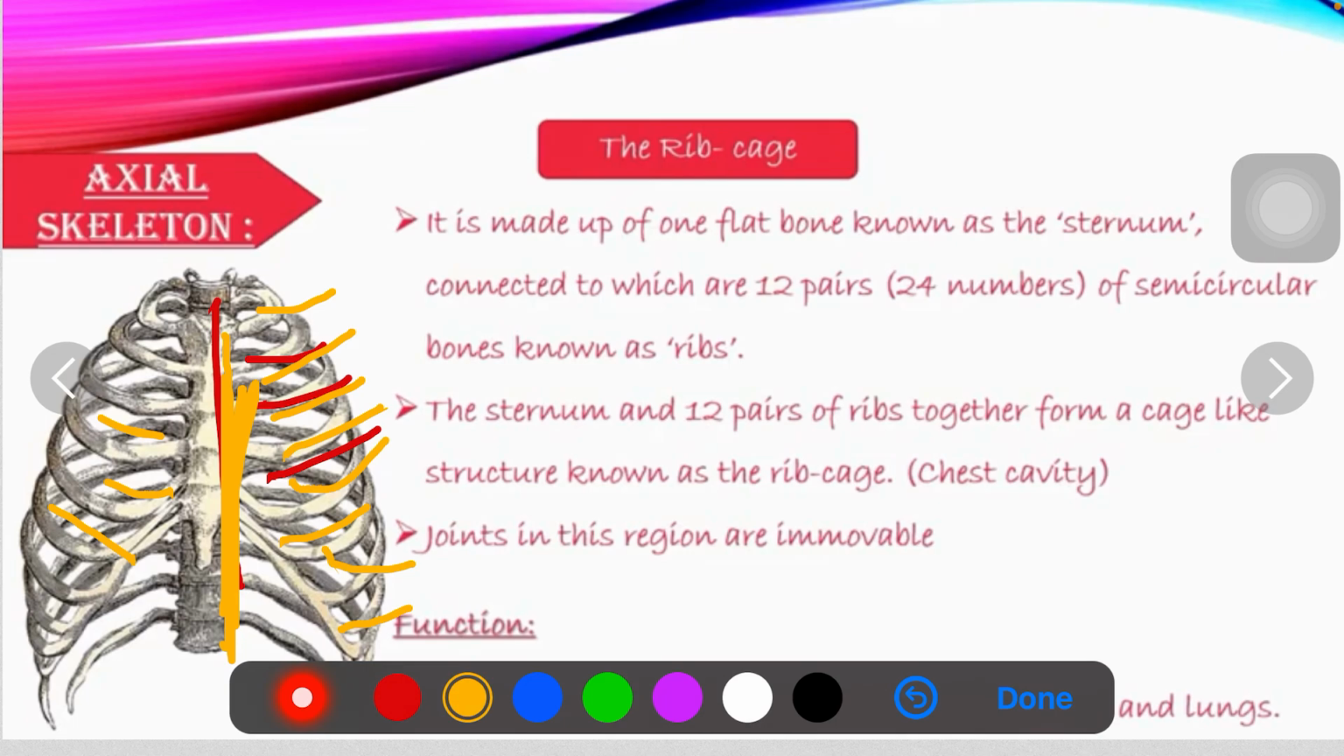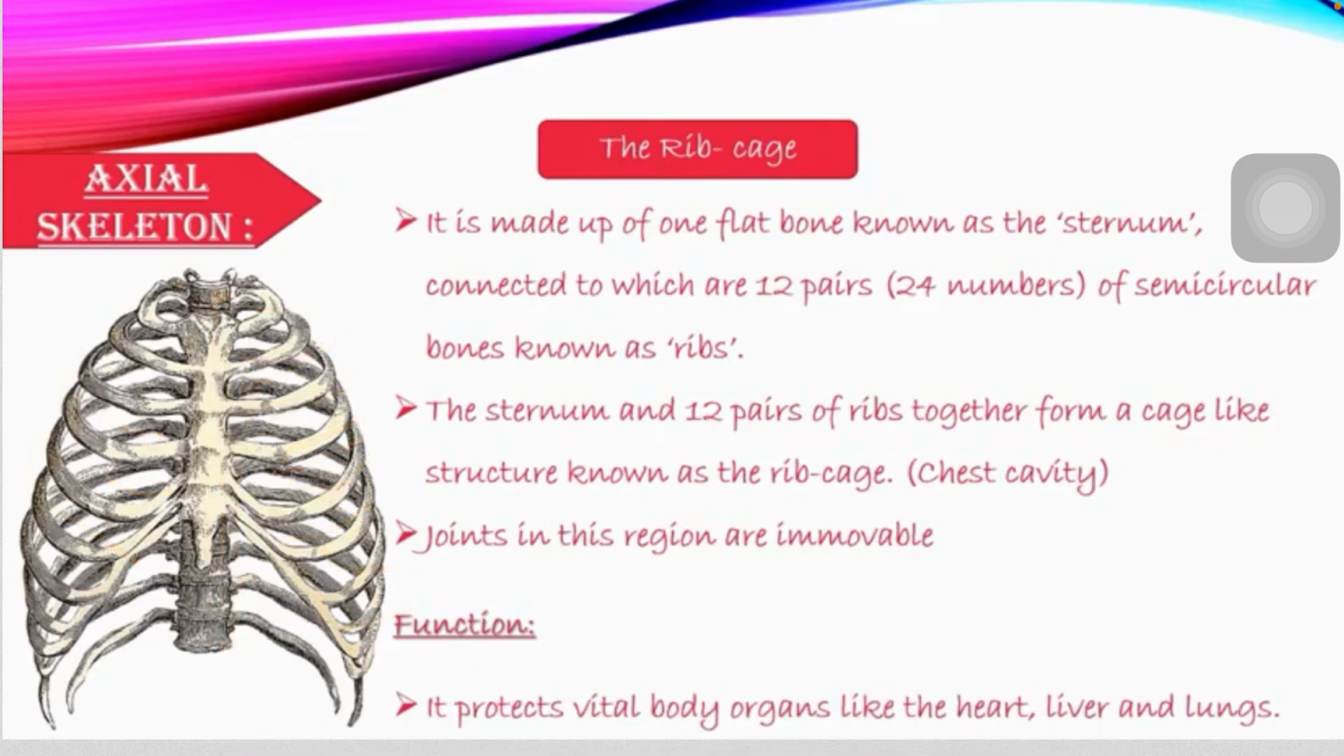Here joints in this region are immovable, they cannot move. Now what is the function of this rib cage? Students, this rib cage protects vital body organs, it protects our inside organs, such as the heart, liver and lungs, which are inside this rib cage.